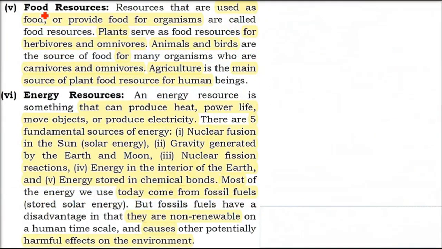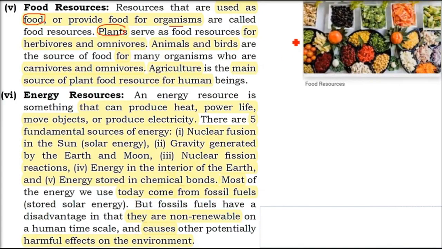Coming to food resources. Food is what we eat, what animals eat. So these resources are used as food, or they provide food for organisms. I'm not only talking about humans, I'm talking about every organism. Every organism needs food. You talk about a lion, you talk about a deer, they need food. And plants serve as the main food resource for herbivores and omnivores.